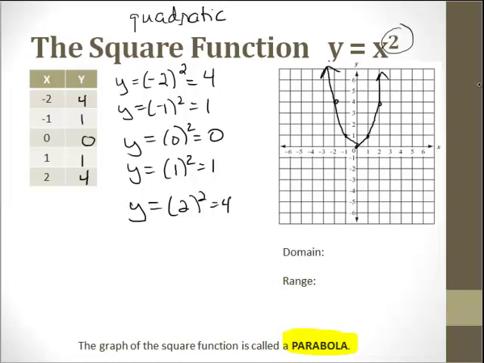So what is the domain of the square function? The domain is negative infinity to infinity, or you can just say all real numbers. The range will start at 0 and go forever up. So the range is going to be 0 to infinity, including 0.